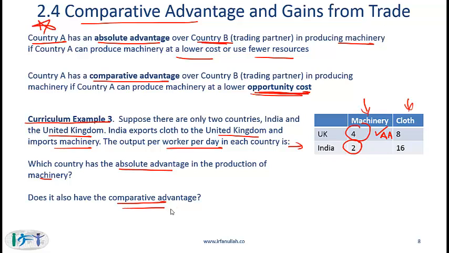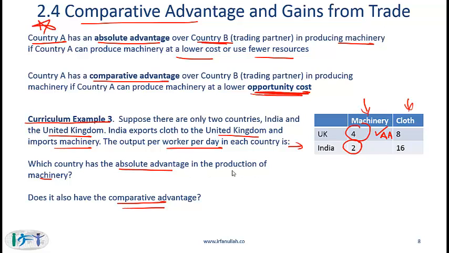What about comparative advantage? To understand comparative advantage, we need to come up with opportunity cost. And opportunity cost will involve a simple division exercise. So you will do either 4 divided by 8 or 8 divided by 4. And many students get confused about what to do. So I will tell you how to solve this.